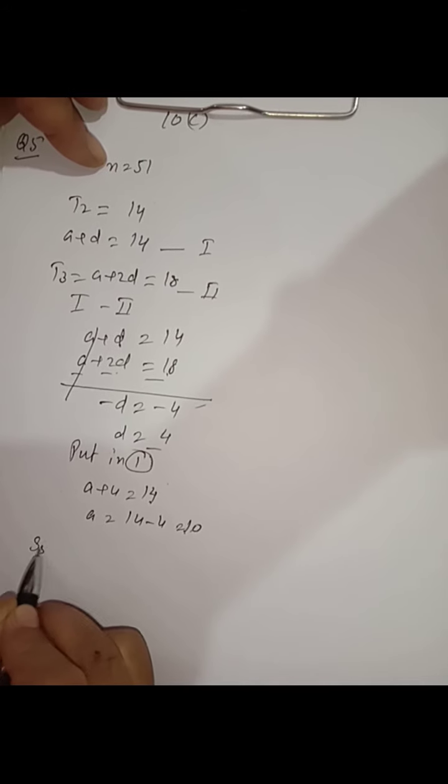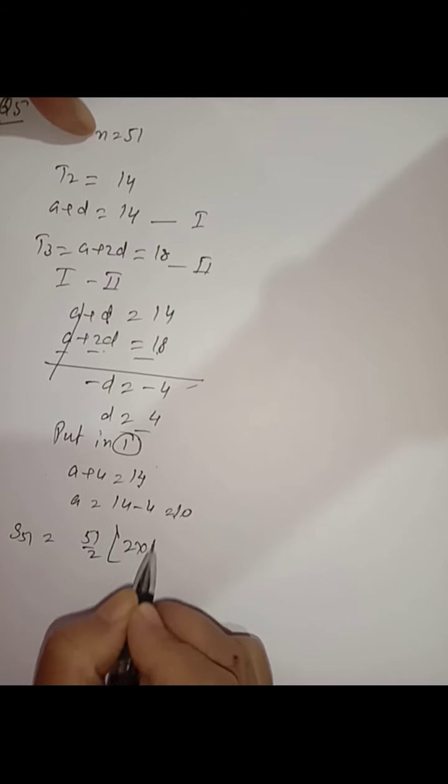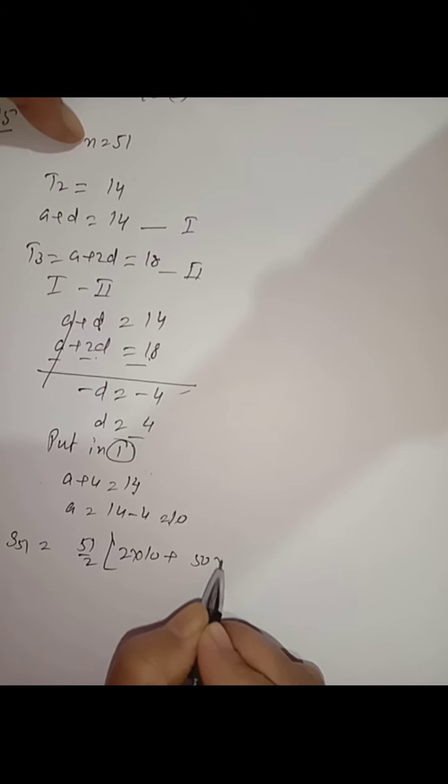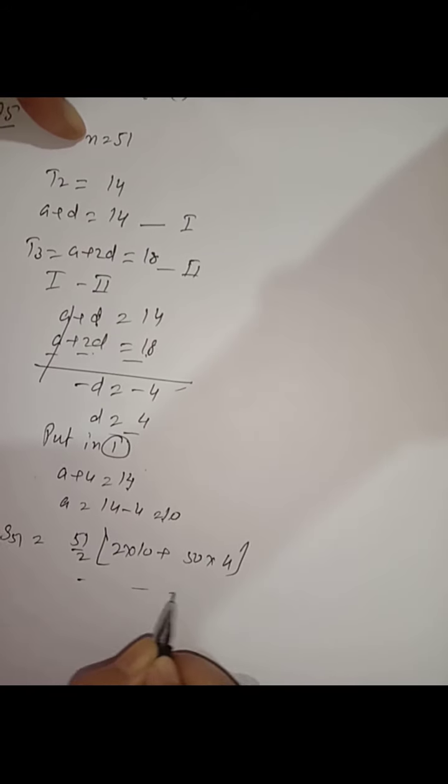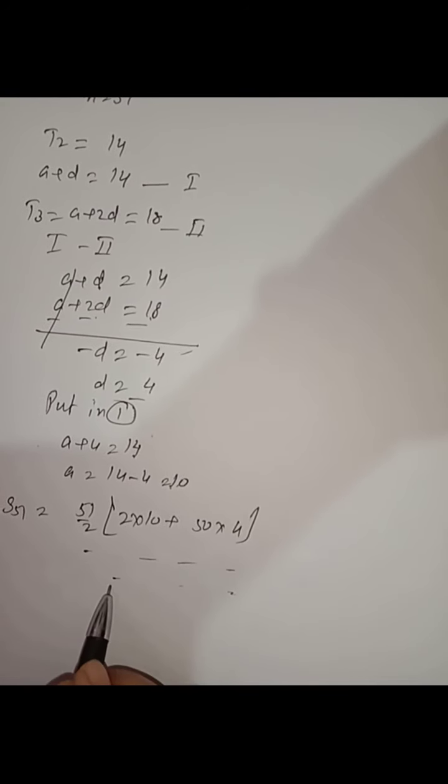Now you have a and d both. Now S51 is 51 by 2 into 2a plus 50d. Now take this solution, please simplify this and get the answer.